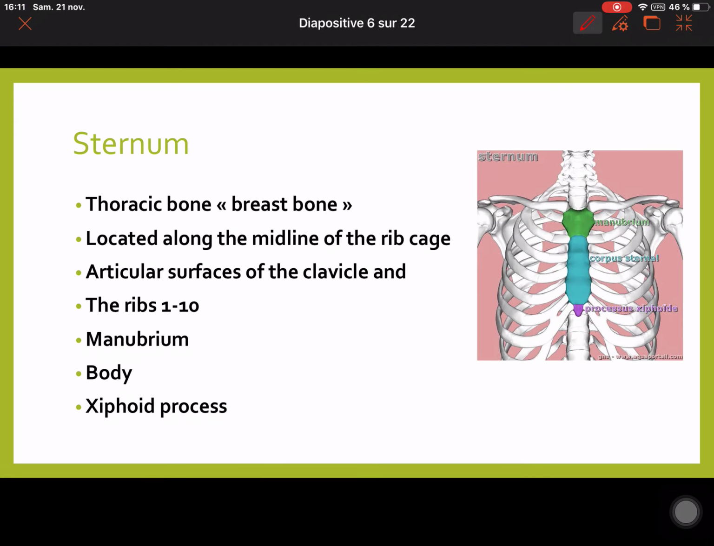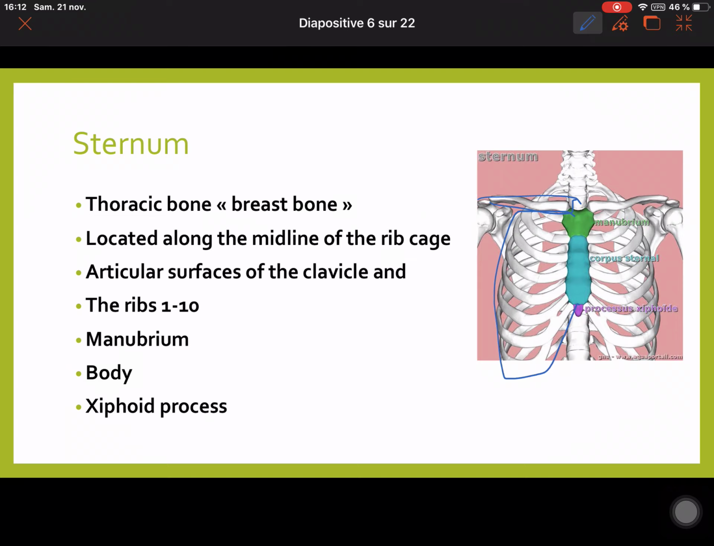Now let's start discussing the first bone of the rib cage, the sternum. The sternum is also called the breastbone. This is the sternum. It is called the breastbone, عظم الصدر, okay. It is located along the midline of the rib cage, okay. It provides an articular surfaces of the clavicle and the ribs from 1 to 10. Let's see it here. This is the clavicle, and the ribs from 1 to 10 are joining with the sternum. Okay, the sternum provides an articular surfaces for the clavicle and the ribs from 1 to 10.